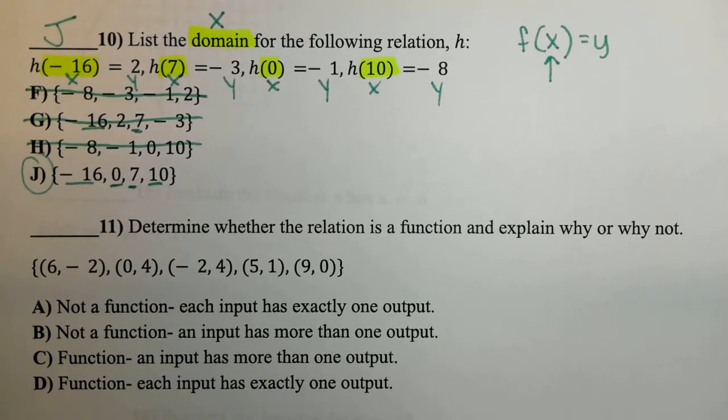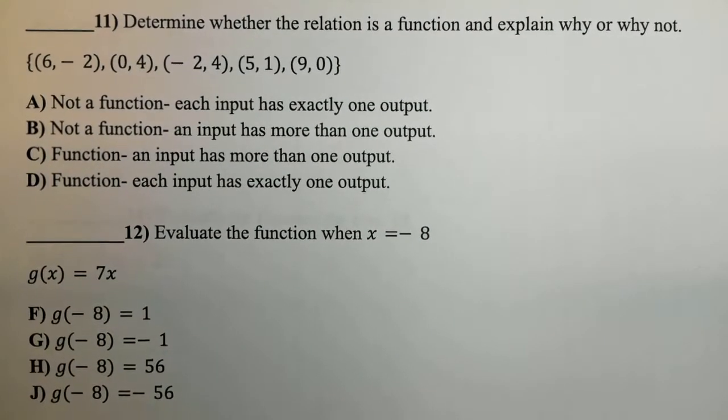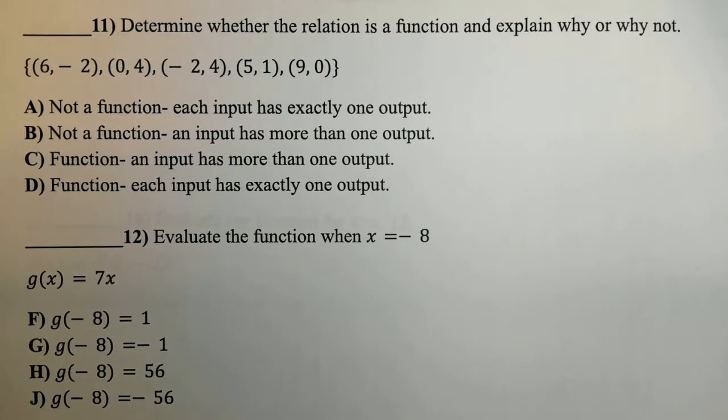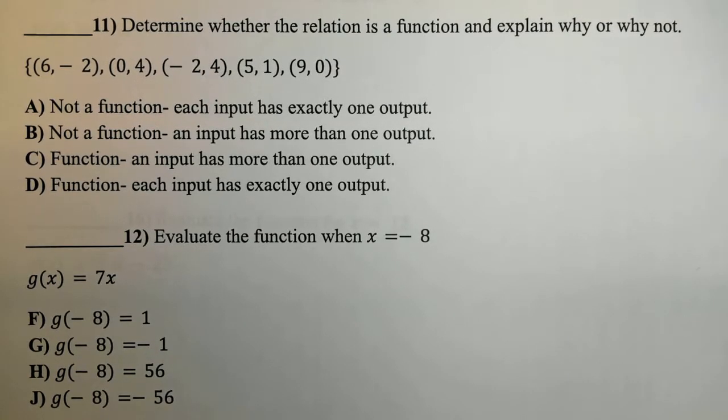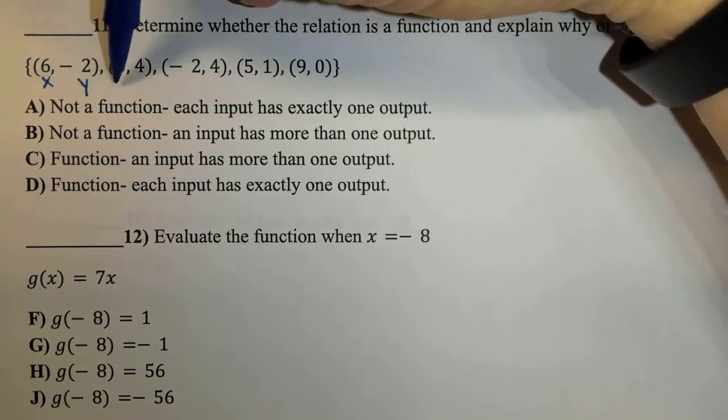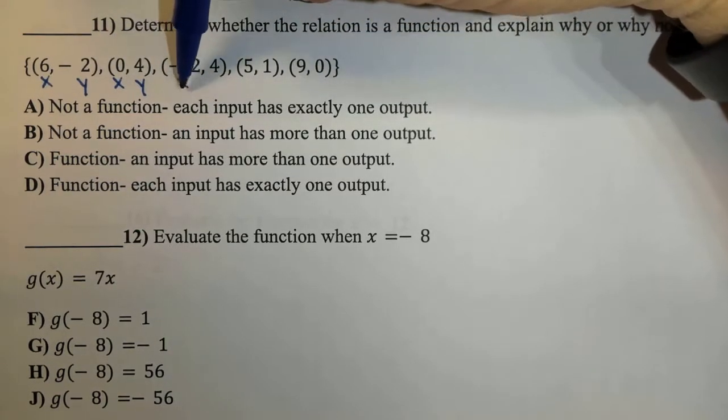Not this time. Alright, number 11. Determine whether the relation is a function and explain why or why not. So, remember, function or not a function is only if I have an x repeat, like the same x twice. So I'm going to label these. Ordered pairs are x, y. We did that earlier.